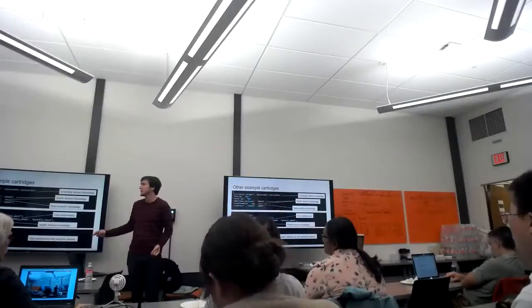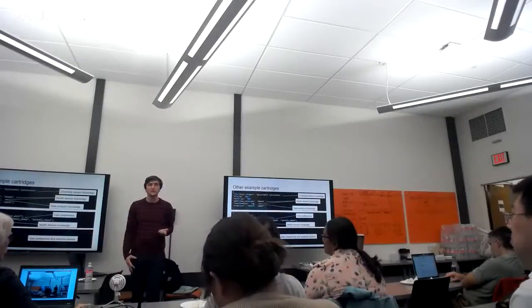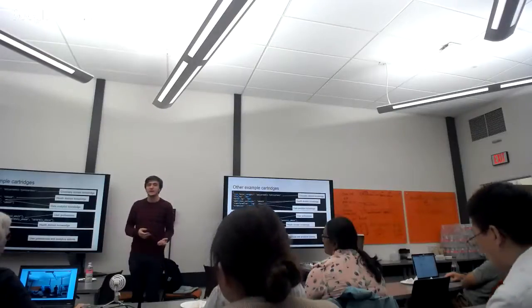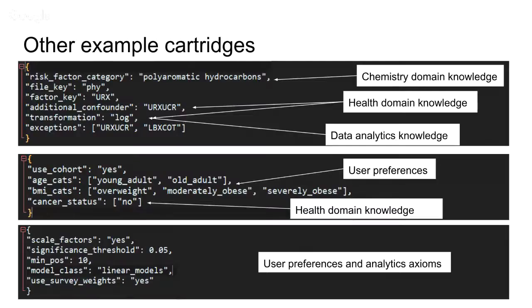And then there are a lot of possible options the user preference cartridge could have, because it's just whatever else needs to be specified. Alex, sorry if you covered this already, but what's the difference between a user preference cartridge and the health domain knowledge? Like, you have two arrows, right? And cancer status. Why is one user?